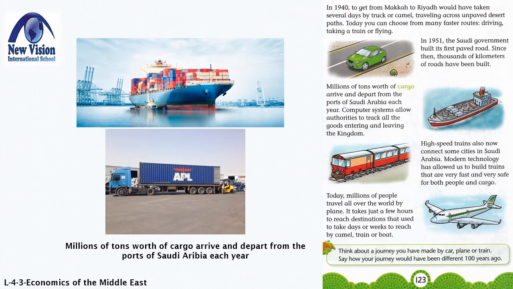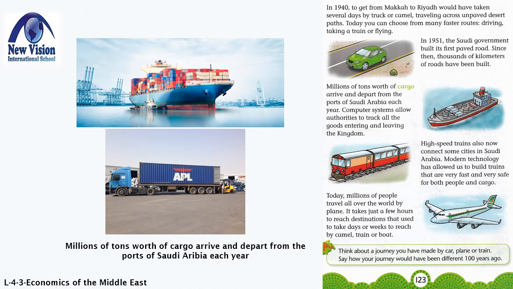Let's continue reading through page number 123. Don't forget to highlight important sentences. In 1942, to get from Mecca to Riyadh would have taken several days by truck or camel, traveling across unpaved desert paths. Today you can choose from many faster routes, driving, taking a train or flying.